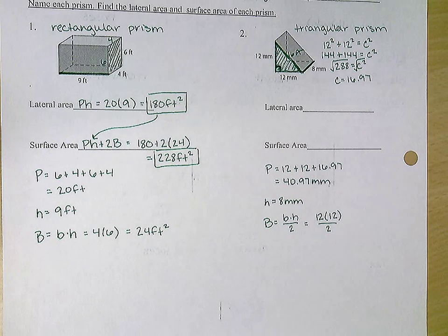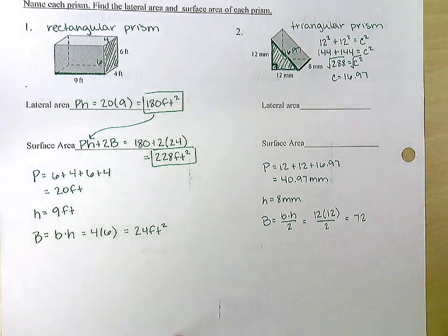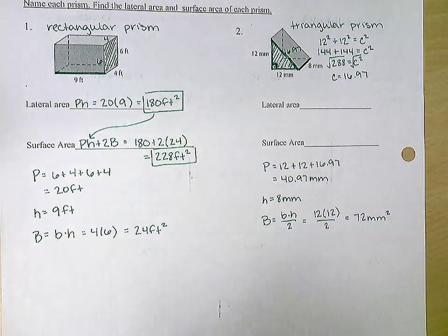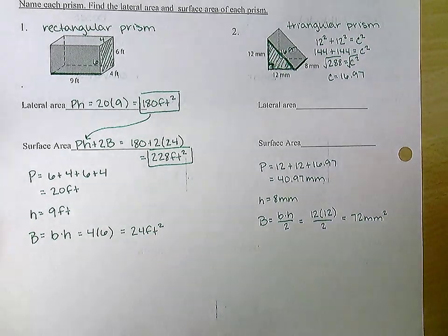Again, don't use 8 because that's the height of the prism. You're not multiplying the base of the triangle by the height of the prism. You're multiplying by the height of the triangle itself. So this is equal to 72 millimeters squared. So now that I have each of my variables for my equations here, I can find the lateral area and the surface area.